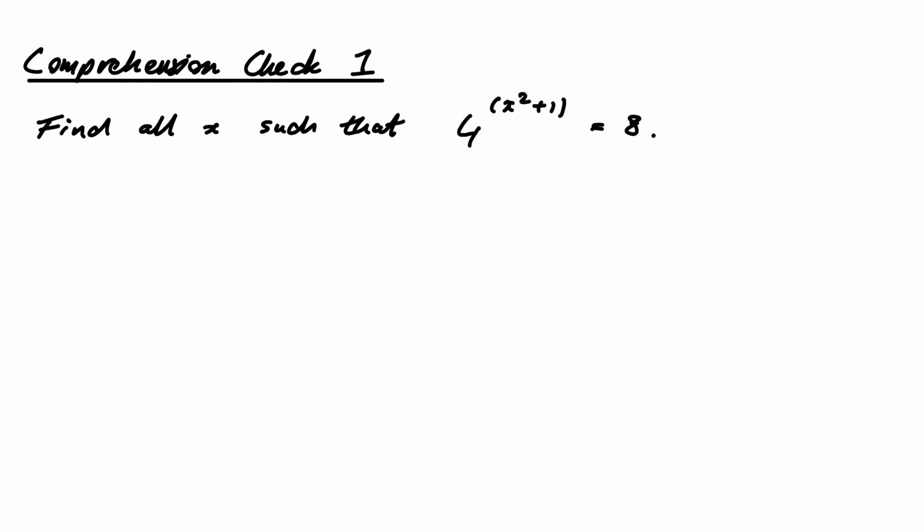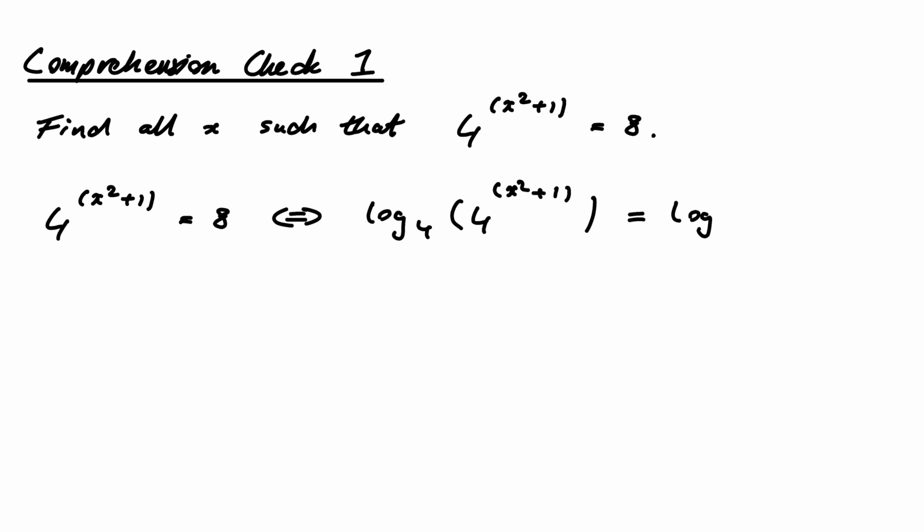So let's take this expression. If this is true, this is if and only if I take logs, because taking logs preserves equality, of course. So this is log to the base 4 of 8. Okay, so now what's this? This is if and only if, by definition of a logarithm, or maybe a cancellation property, this is just x squared plus 1. And I'm left with log to the base 4 of 8.